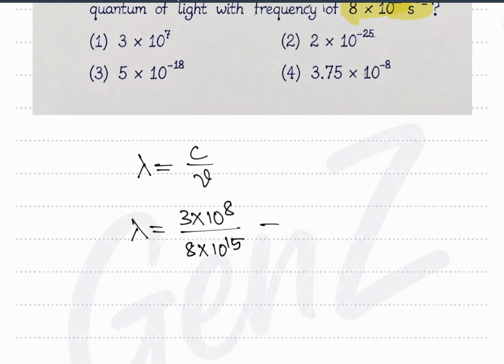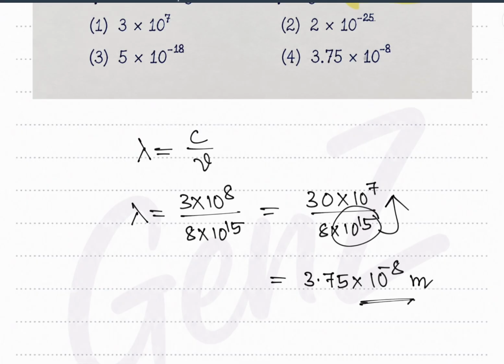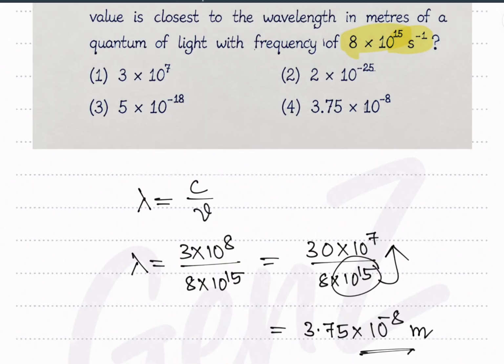I am writing this as 30 into 10 power 7 divided by 8 into 10 power 15 for easy calculation. So this becomes 30 by 8, which is 3.75, into, if you write 10 power 15 in the numerator, 10 power minus 15. Now if you add 10 power minus 15 and 10 power 7, it becomes 10 power minus 8 meters. So option number 4 is the correct option.